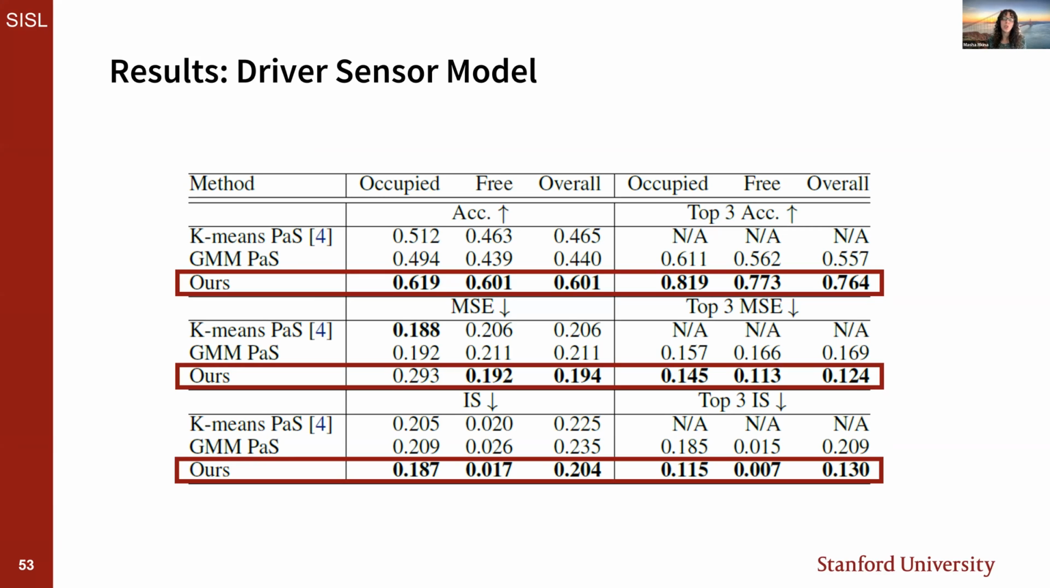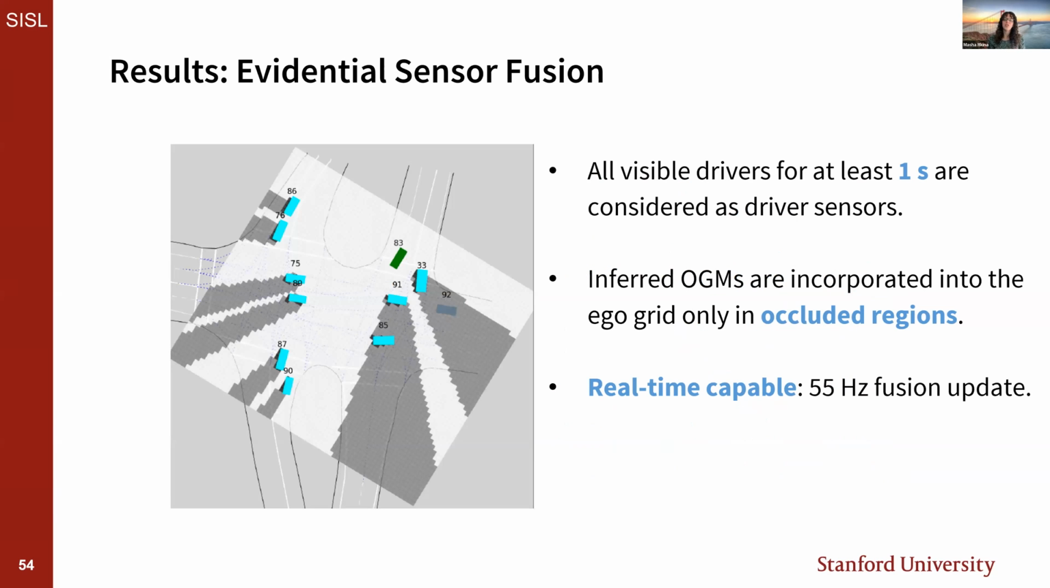We baseline against 2 other methods. We use k-means to cluster the observed trajectories, as done in the original work by Afolabi et al. And we also extend this baseline to use a Gaussian mixture model so that it can model multimodality. Across almost all metrics and baselines, our proposed CVAE approach for the driver sensor model outperforms. We now consider the full occlusion inference pipeline.